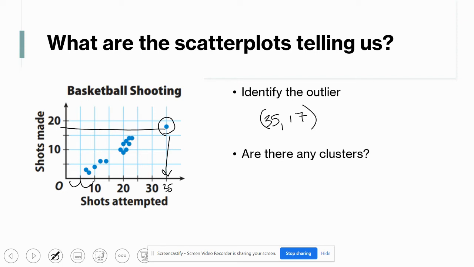And then we need to know, are there any clusters? Yes. I can't just say yes. You have it on your paper, so let's circle them. Here is a cluster. Look, they're all next to each other. And I'm going to label it here because I don't want you to get confused between outlier and cluster. Although if you understand the background of the words, it makes sense.